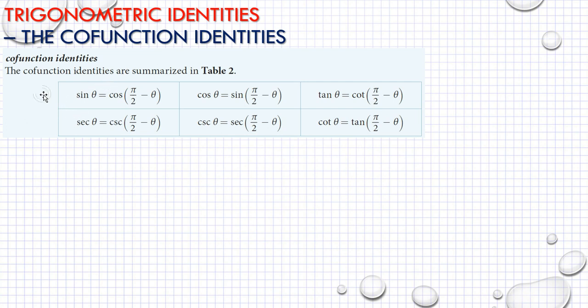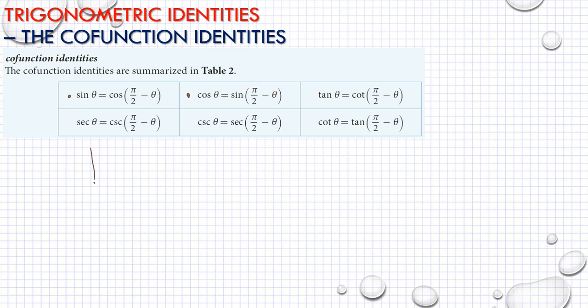That means we have here sine theta is equal to cosine of pi over 2 minus theta, and its cofunction is the same. So cofunction of sine is cosine, cofunction of tangent is cotangent, and cofunction of secant is cosecant. If you don't understand this, I can explain a little bit.